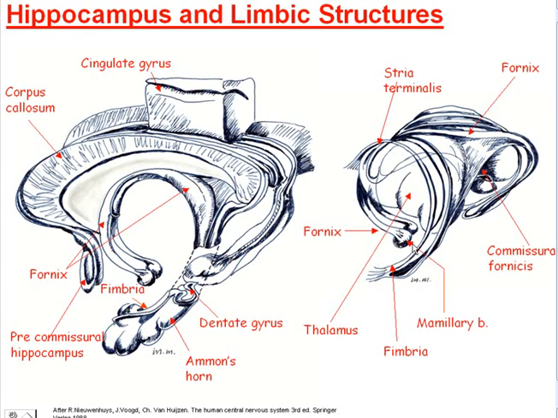Between the right and left fornix, you can see the hippocampal commissure, or commissure of the fornices. This is a commissural structure communicating the right and left fornix. Above the hippocampal commissure, you have the corpus callosum. Above the corpus callosum, you have the cingulate gyrus.